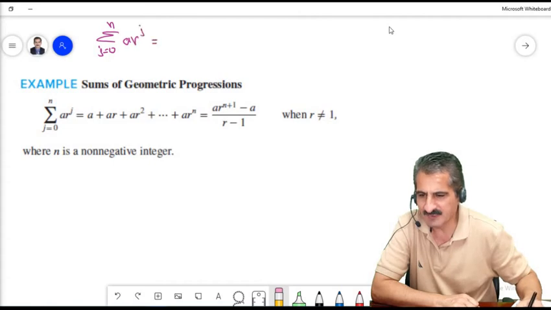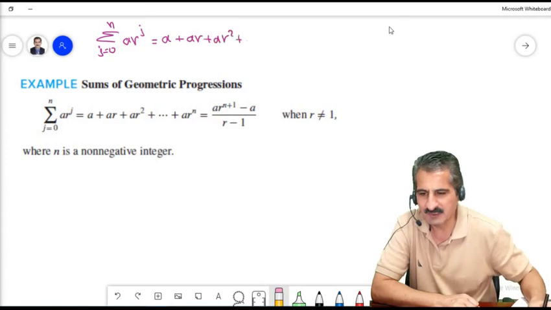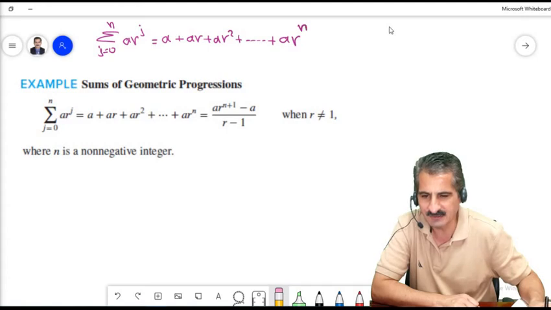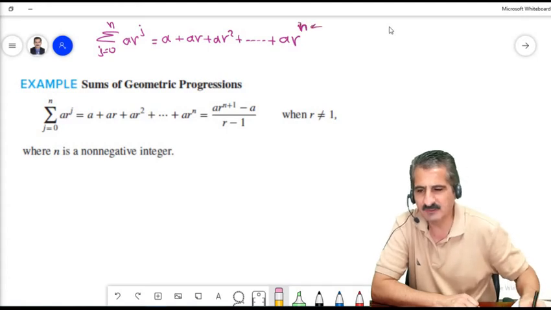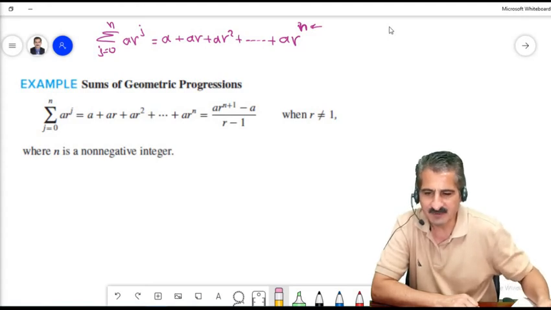Now if you substitute 0 for j, then we get r to the power 0, which is 1, so we get a. Then substitute 1, we get ar. Substitute 2, we get ar squared. And then we keep going all the way till we reach n. So this is n, the n that plays the role. Now let's try that on some example.